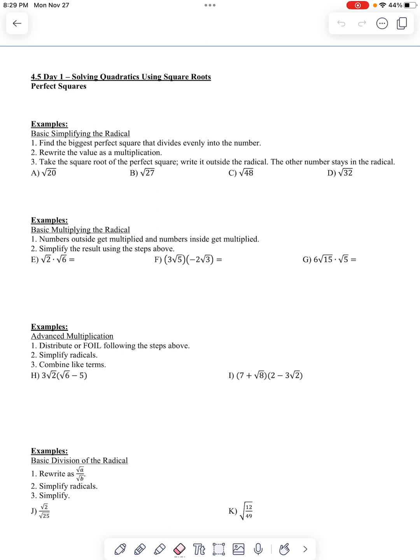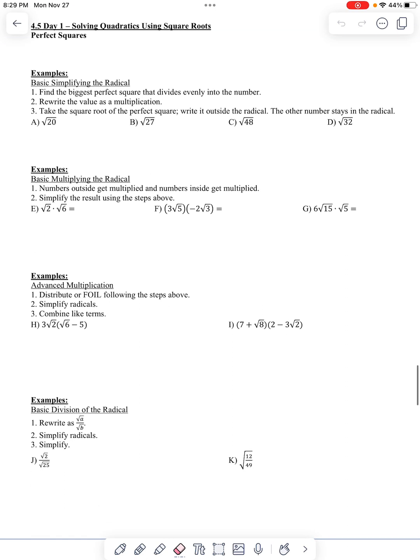We aren't really going to do any solving today. Today we're going to learn some skills about how to simplify radicals and do adding or multiplying, because those skills will pop up when we do start solving in day 2. So there's kind of a series of ways to do this.